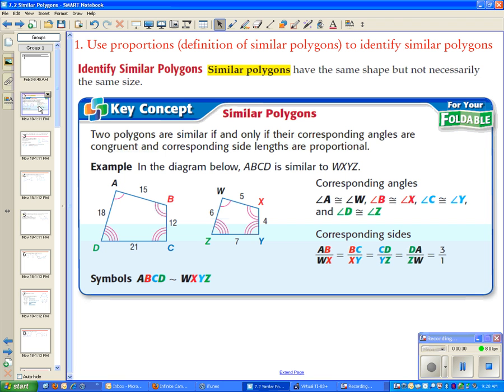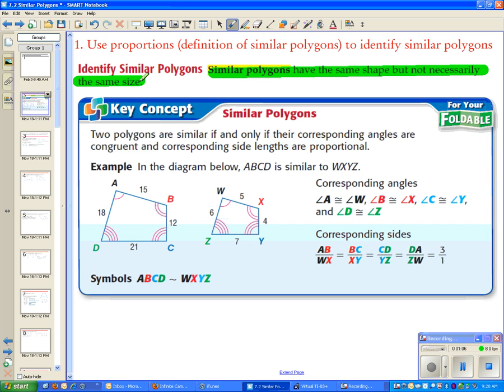So first, we need to know how proportions come into the definition of similar polygons. So on page 465, we have this definition. We first have an informal definition. Similar polygons have the same shape, but not necessarily the same size. Now, they can have the same size, and we've studied polygons like that. We called them congruent, didn't we? When they have the same shape and the same size, they're congruent polygons. So, congruent polygons are a special case of similar polygons.